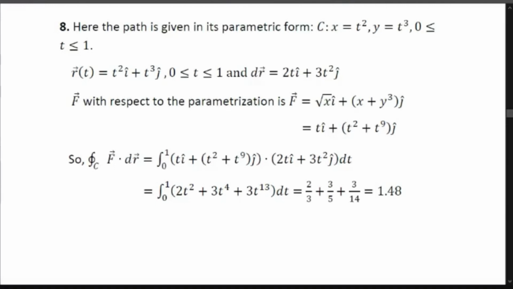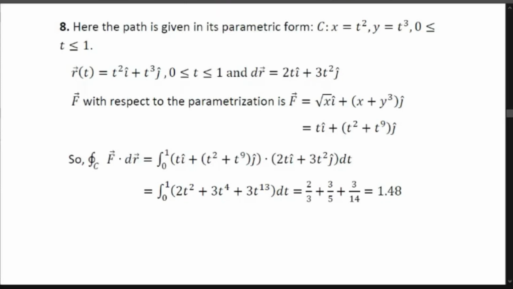So I hope it is clear. Is there any mistake? Somebody tell me, is there any mistake in whatever I have done? Two t square, correct? 3t raised to 4. Oh, yes. That may be a typing mistake. I think the values are correct, right?